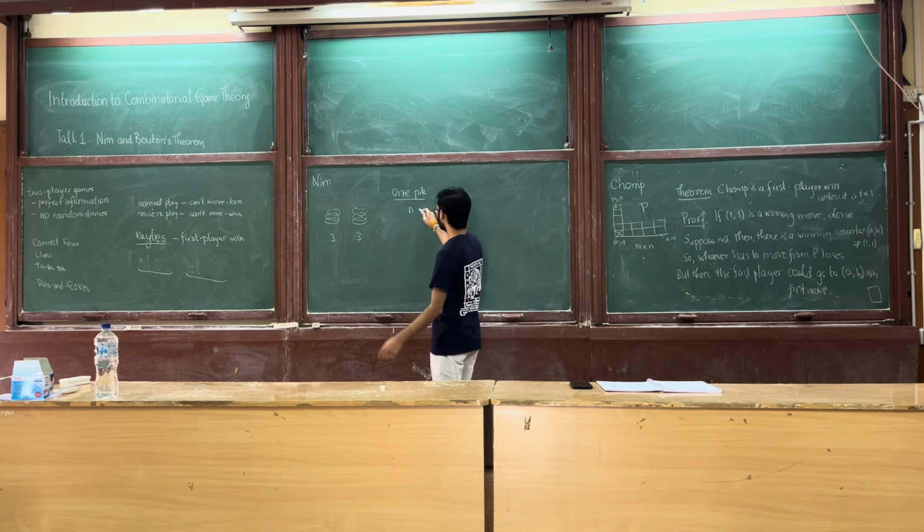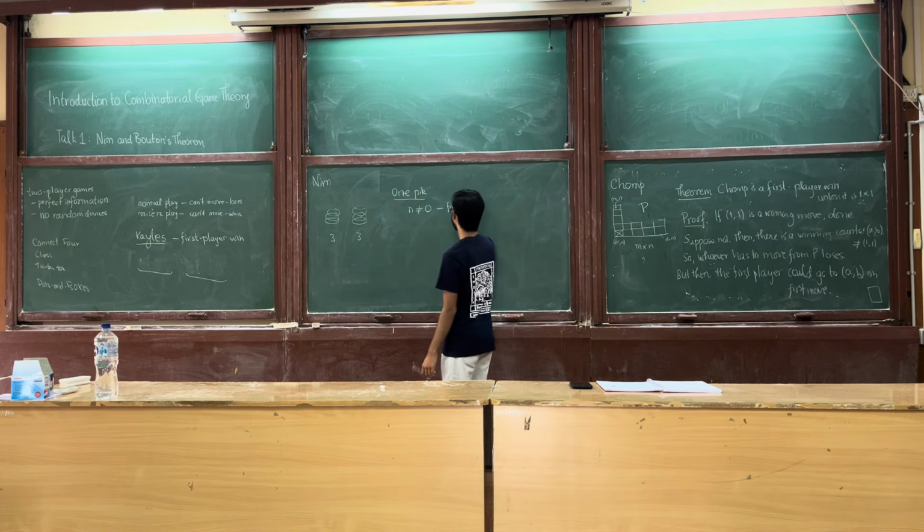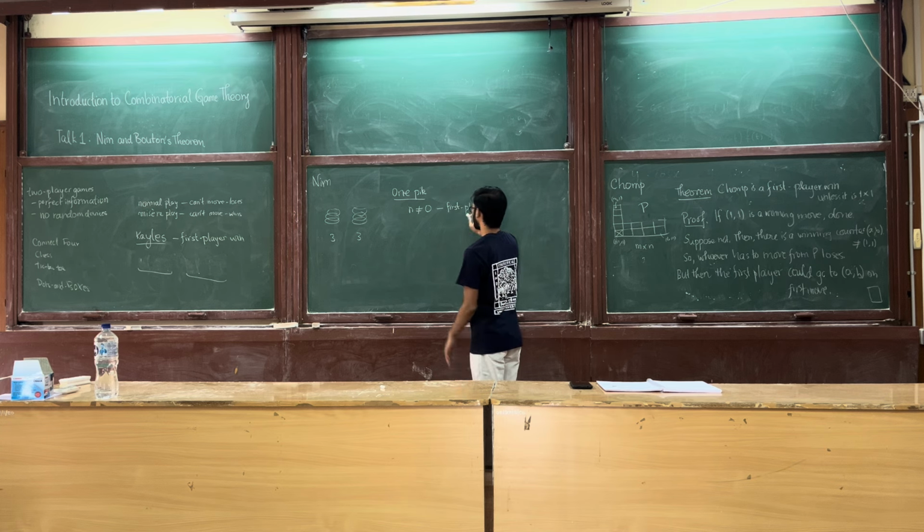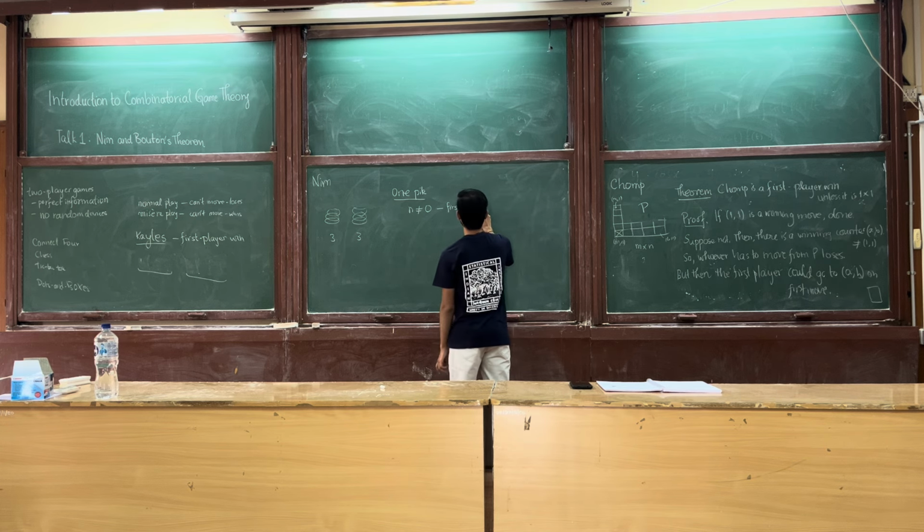So let me set it this way: if n is not 0, then it's the first player who wins. I wouldn't call it a 1 pile, whatever.